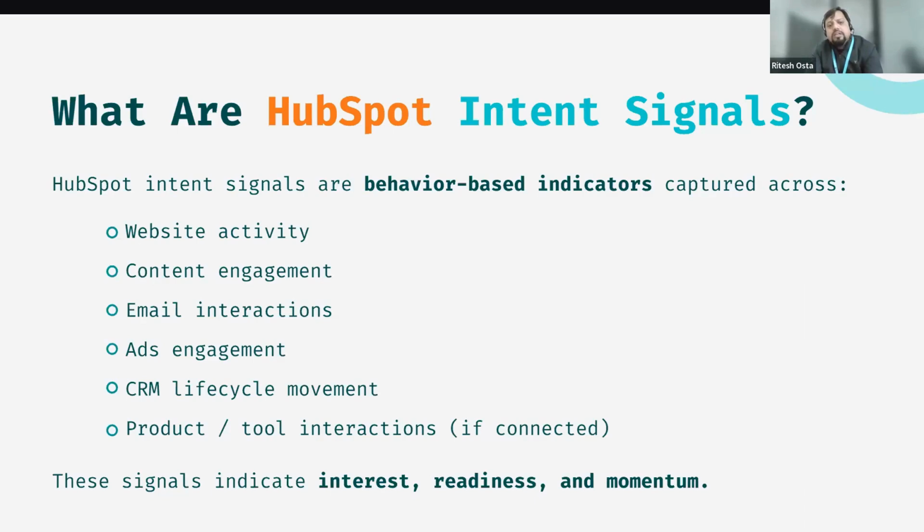So what are the intent signals or behavior that we can capture with HubSpot? That means you don't have to buy ZoomInfo. You don't have to take a job feeder. You don't have to take Apollo. You don't have to take any of it. Within HubSpot, you can track a lot of stuff. And these tools and these sources are available within HubSpot.